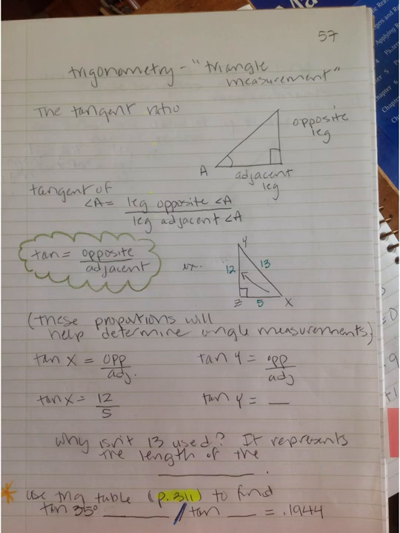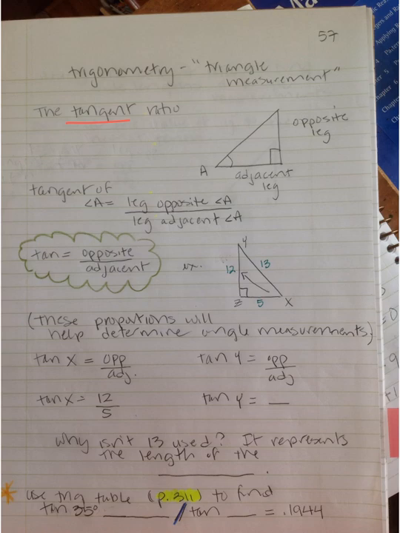Here are some notes on the introduction of our trig ratios. Trigonometry is just triangle measurement, and the first ratio that we're going to look at is called the tangent ratio, and that's right here. A ratio is just a fraction, and all we're doing is setting up fractions.